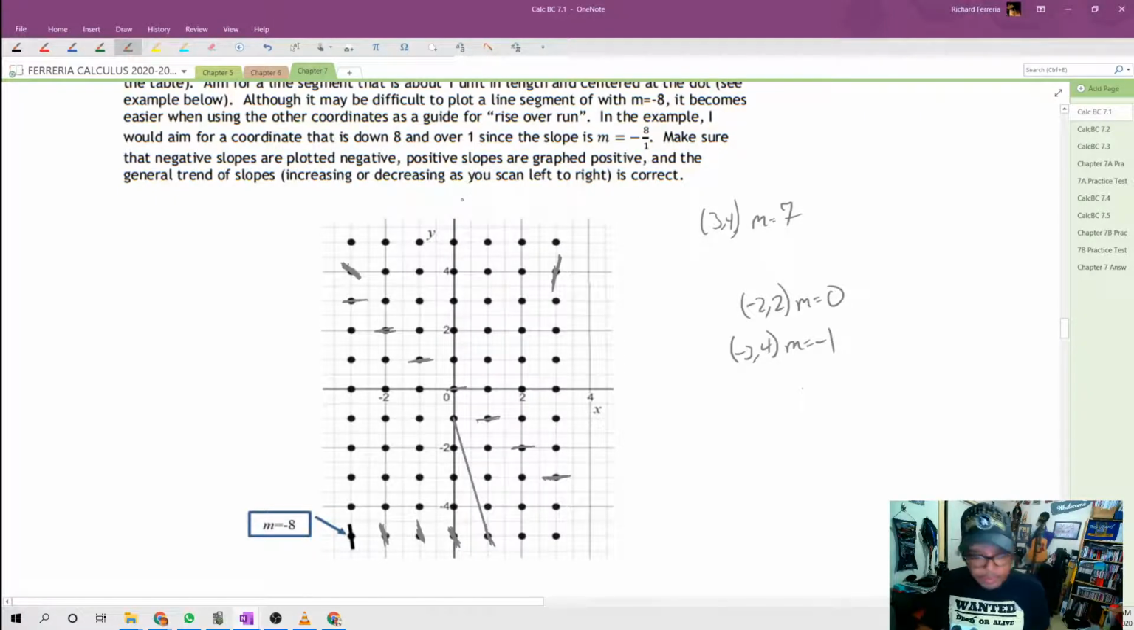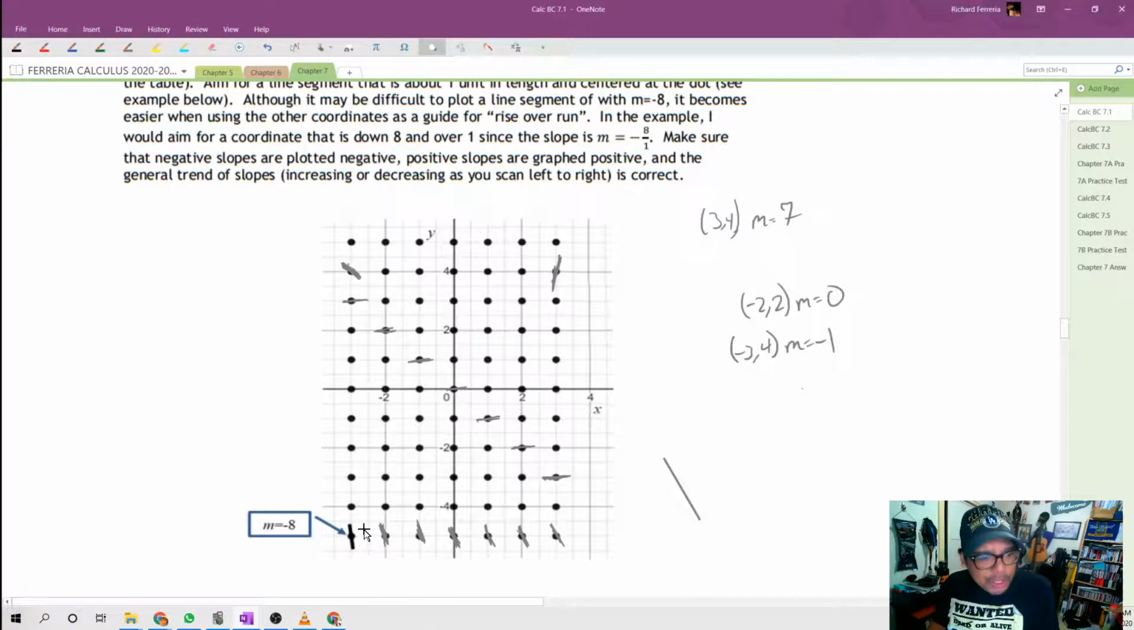Slope of -3 is coming up next. Here's my slope of -3. And lastly, a slope of -2. Okay, there's my -2 slope, and we're done with that row.